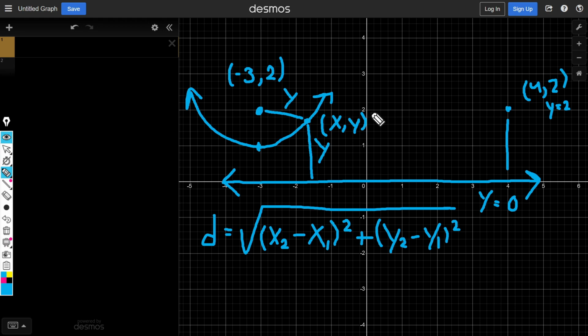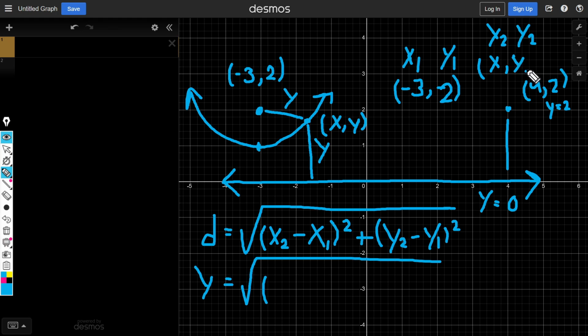We're trying to find the distance that the focus is from any point on this parabola. If you look here, we know the distance has to equal y, so we want to plug y in for that. And here we obviously need 2 coordinates, the x and y, which represents any coordinate on the parabola, and then -3, 2, because we're trying to find a distance from that. So let's say our x2, y2 is the x and y, and our x1, y1 is -3, 2. We now want to just plug these in to the equation.